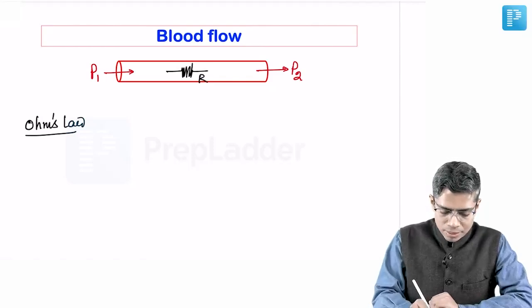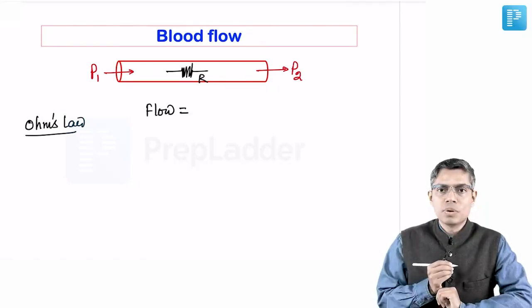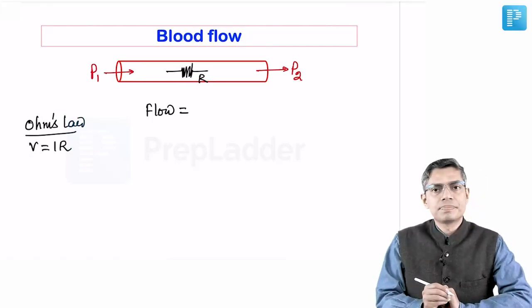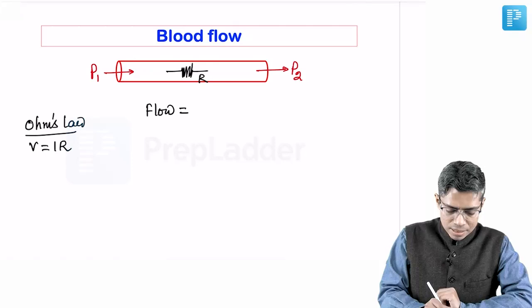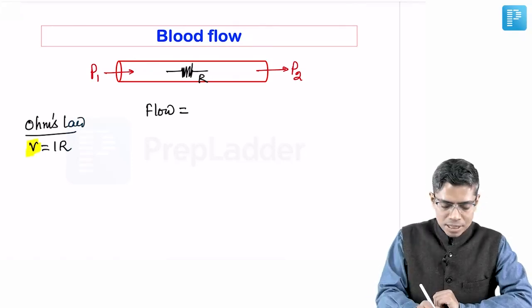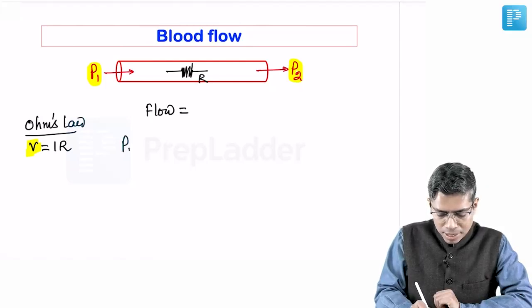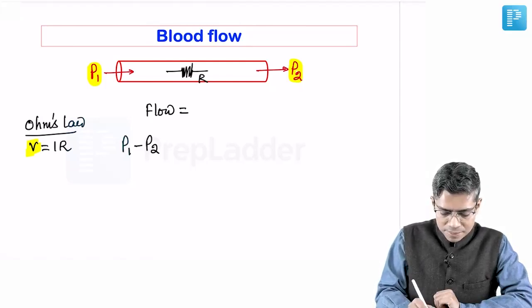So if I want to calculate the blood flow, it will be calculated by Ohm's law, which says V equals IR. V here is nothing but the potential difference. Potential difference means the difference between P1 and P2. So basically P1 minus P2 is the potential difference.